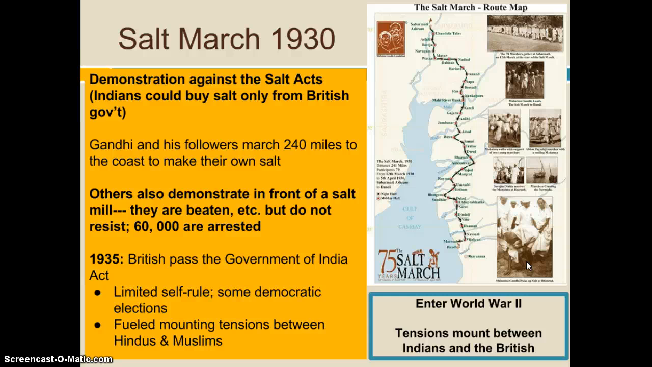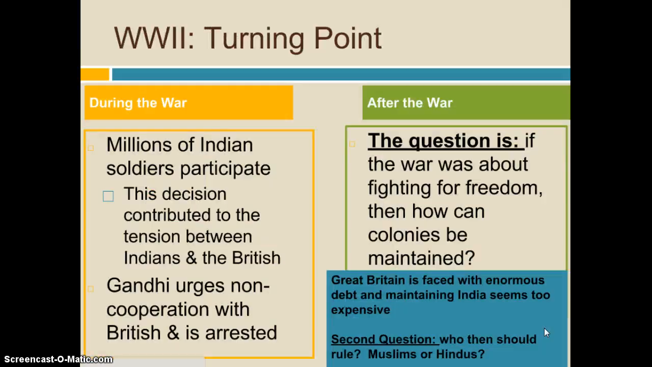Problem now, which we'll continue to see, is this mounting tension between Hindus and Muslims. So when World War II starts, I think this whole process is interrupted by the war, and tensions mount then between the Indians and the British. So you've got not only Indians themselves, Muslims and Hindus, disagreeing about the future of India, but also Indians conflicted on how to deal with the British.